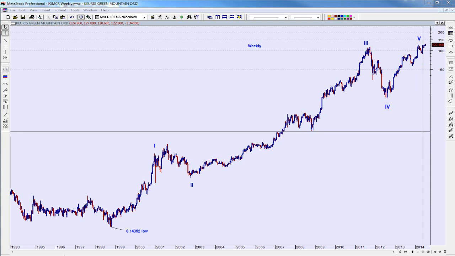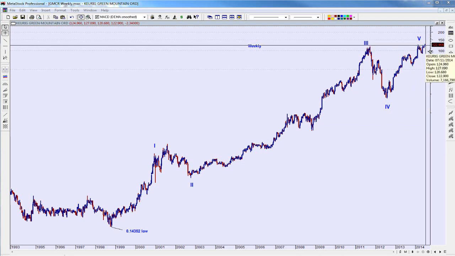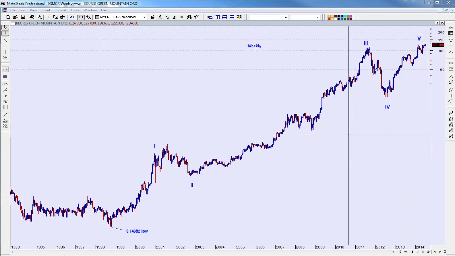Today is Thursday, July 17th, so we've got the data in here. We don't have it for the weekly. The bar we're showing here on the weekly is last Friday's close. We'll get to the daily in a minute.